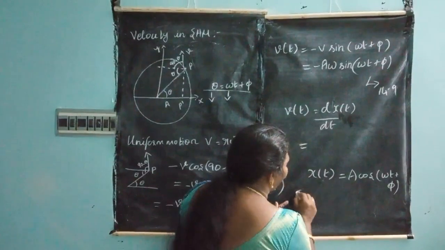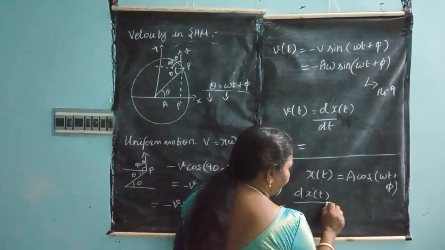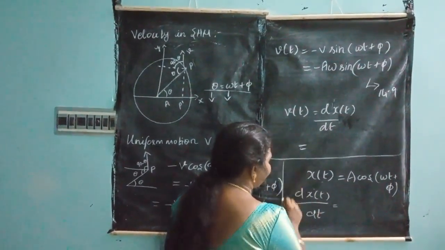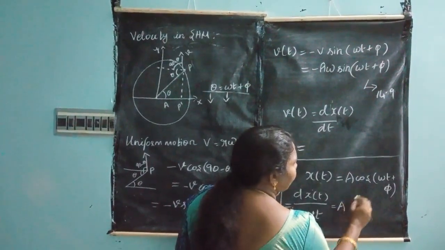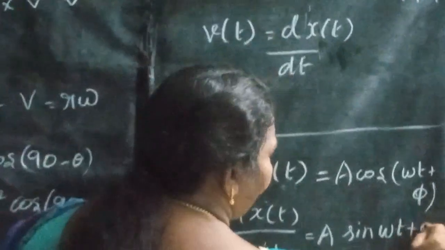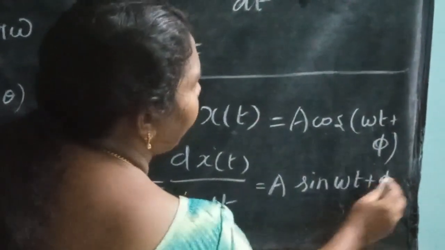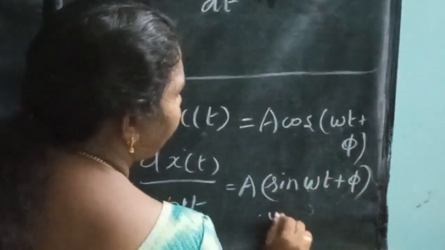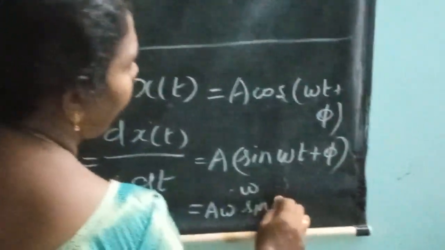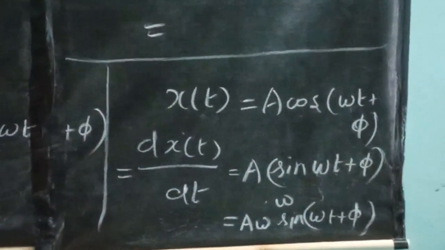So what do we get when we differentiate this equation with respect to time? Differentiating dx/dt, the cos(omega t plus phi) gives minus sin(omega t plus phi). Then differentiating the argument with respect to t gives omega. Therefore the answer is minus A omega sin(omega t plus phi). This is the answer I got using the mathematical expression.